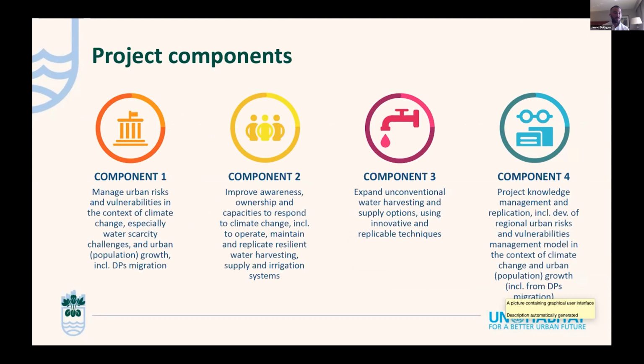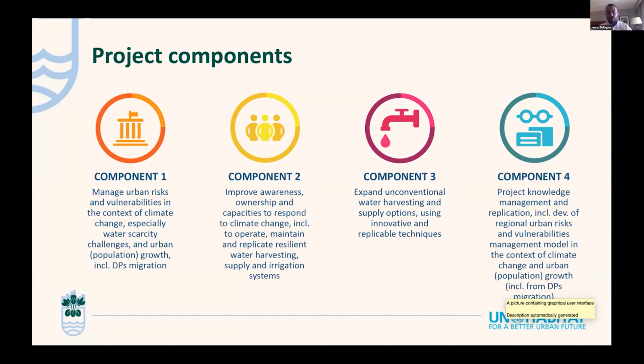The first component is managing urban risks and vulnerability in the context of climate change, especially water scarcity challenges and urban growth. Meaning we are going to develop 2 climate resilient urban master plans in both the areas we're investigating. The target areas are in the north of Jordan, closer to the border of Syria. There are 2 municipalities in specific, the municipality of Irbid and the municipality of Mafraq.